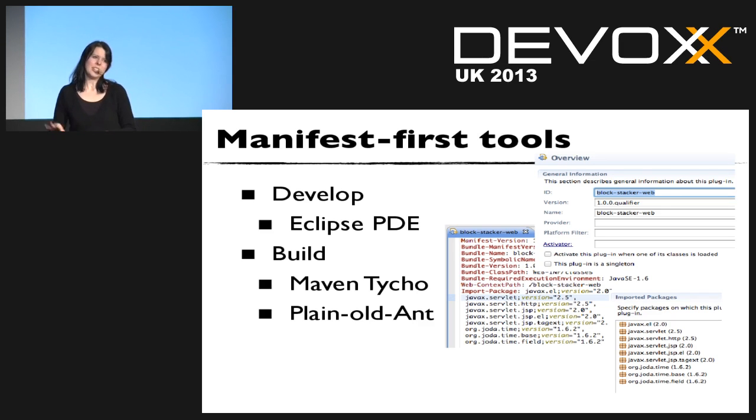Once you get into build, you can use stuff like Maven Tycho. That kind of integrates the Maven way of thinking with the Eclipse way of thinking. You can also just use Ant.